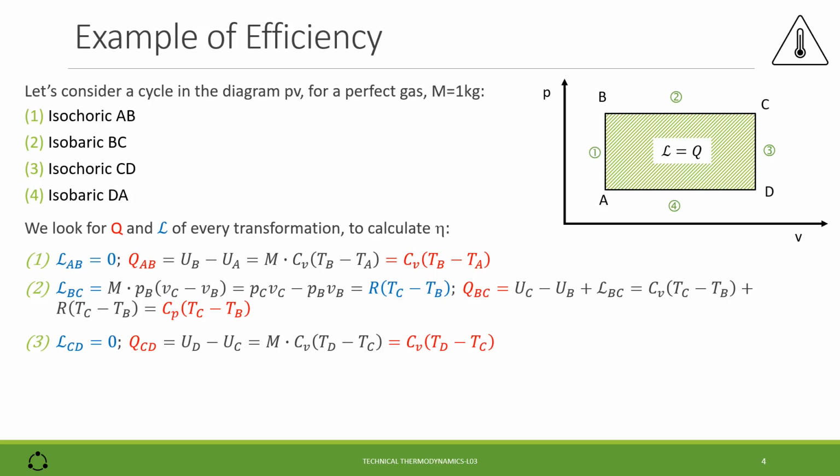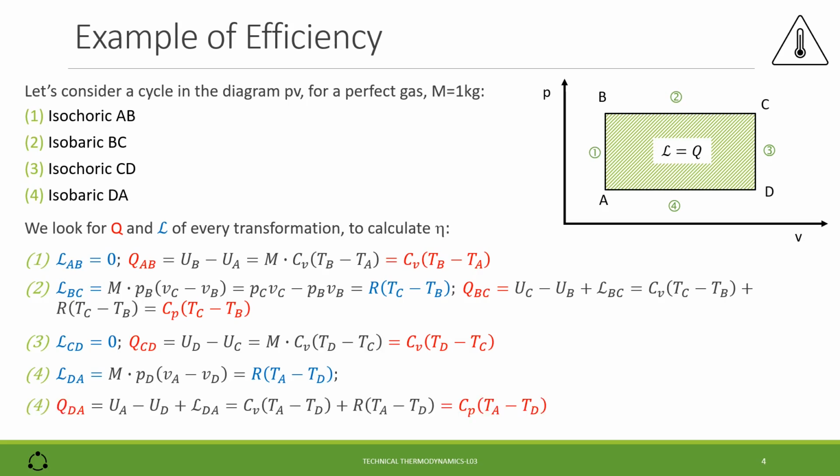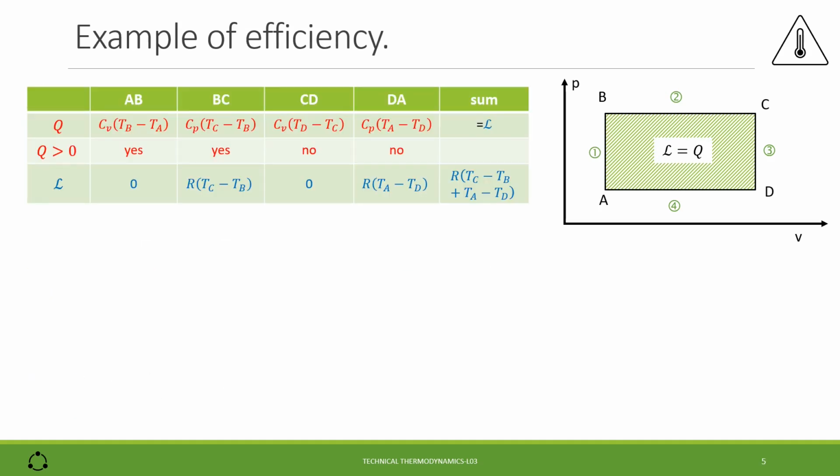For the transformation 3, since isochoric, the work is 0, and the Q has the expression Cv into the difference of the temperatures. For the transformation 4, the work has a similar expression as seen in the transformation 2, R into the differential temperature, and the Q has this expression also similar to the one seen for the transformation 2, Cp into differential temperature. We resume all the results in a table.